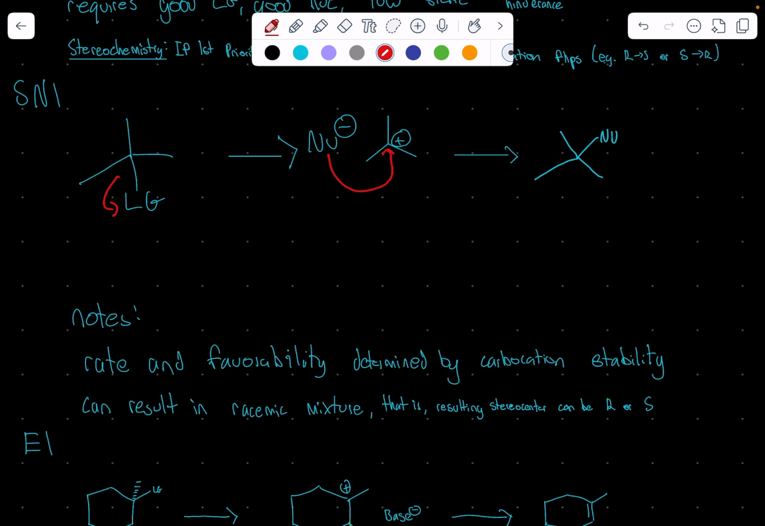Next, we have the SN1 reaction mechanism, in which a leaving group leaves, and then a nucleophile attacks. Like the SN2 mechanism, this results in the replacement of a leaving group with a nucleophile. As you can see, the leaving group has been replaced by the nucleophile in the product. Something to keep in mind about the SN1 reaction is that the rate and favorability of this reaction are determined by the stability of the carbocation intermediate. That's another good vocabulary word to know.